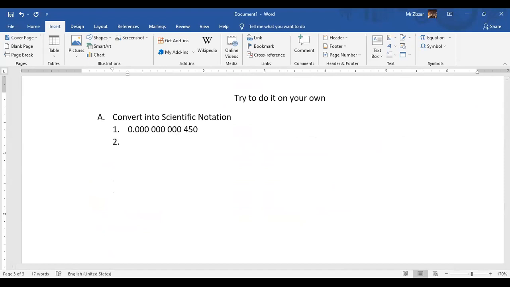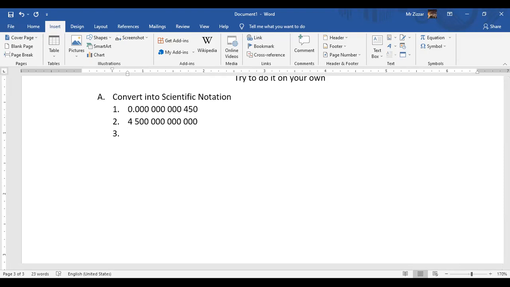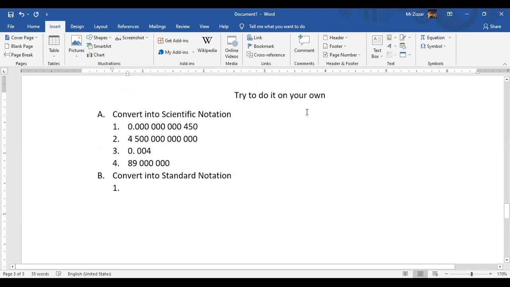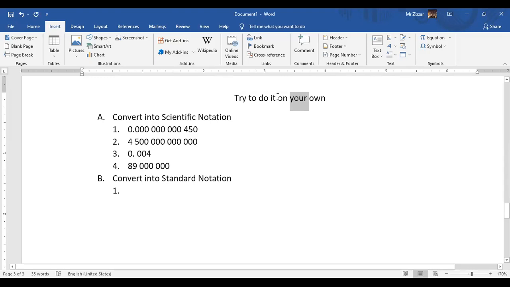Okay, number 2. Okay, number 3. Okay, done. B. Okay, just make it directly. If you want to try, just try. Okay. Simple, right? This is an exercise, so try to do it on your own.